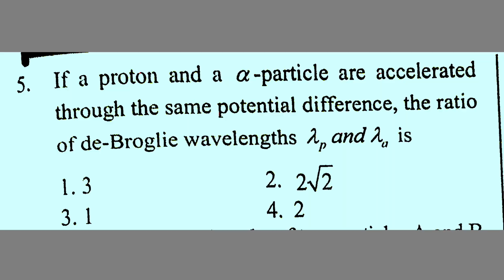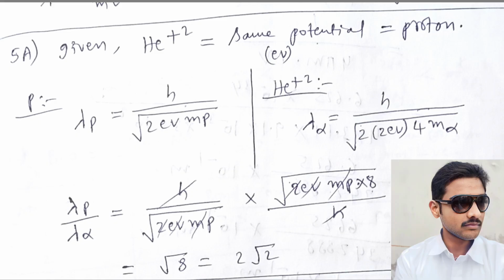Now the next problem is, if a proton and alpha particle are accelerated through the same potential difference, the ratio of De-Broglie wavelengths lambda p and lambda alpha is. Now let me do the answer. First let me write the values which are given in the question. Now all these values we have to substitute in this formula, then we get the answer.